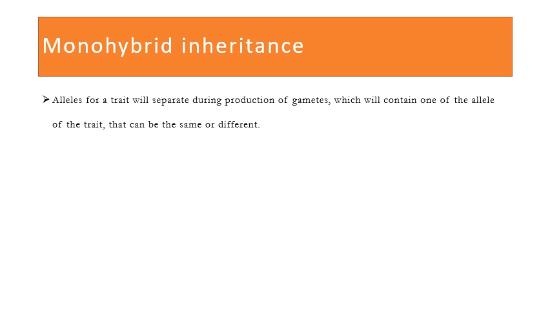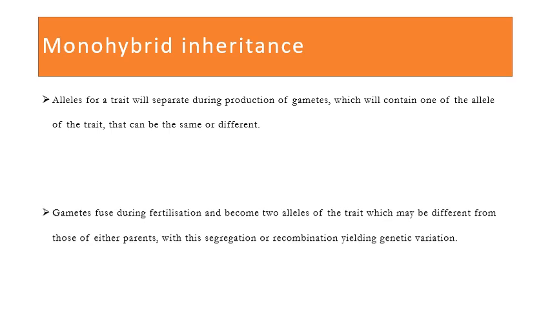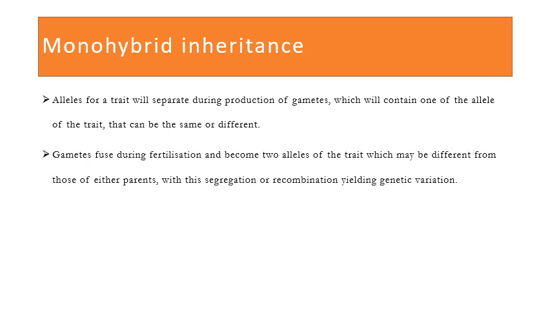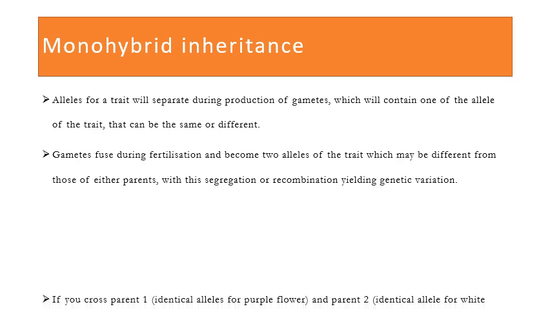Alleles for a trait will separate during production of gametes, which will contain one of the alleles of the trait that can be the same or different. These gametes fuse during fertilization and become two alleles, and the trait may be different from those of the other parents, with segregation and recombination yielding a genetic variation.